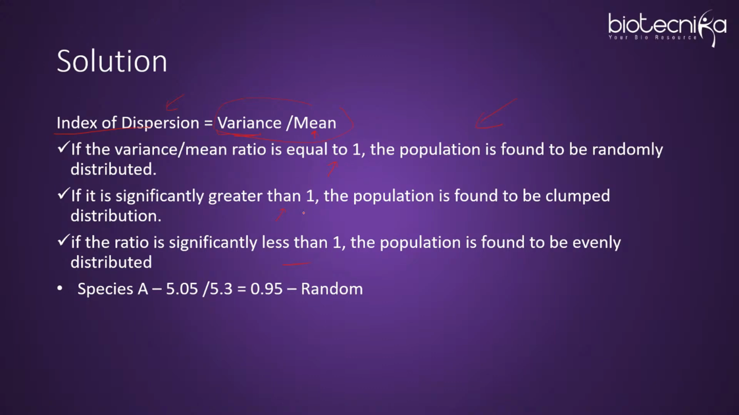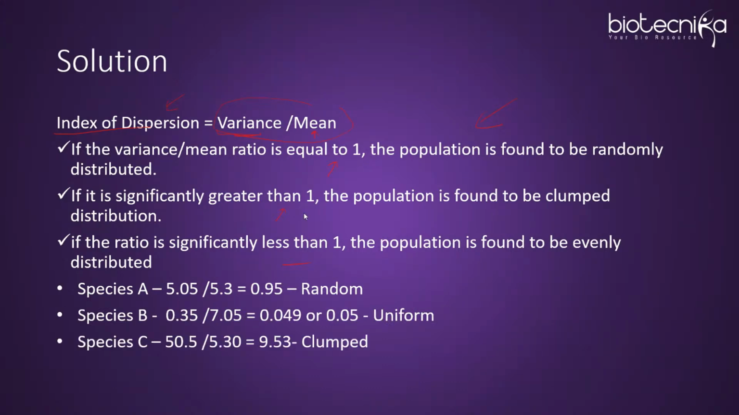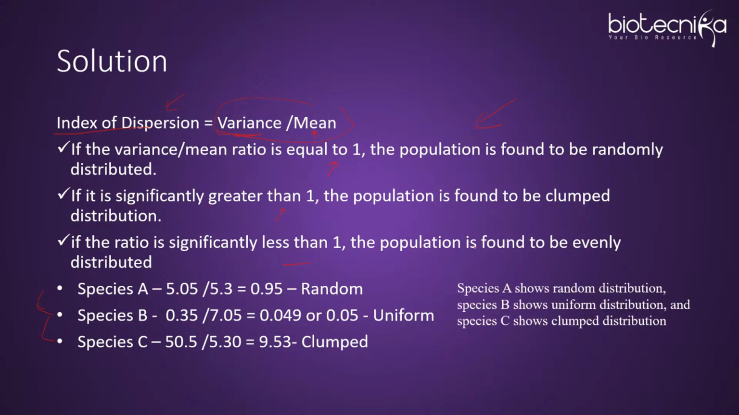And that is where we can solve for these three species given, based on the value of variance and mean. Our right option will be the one which states that species A shows random distribution, B shows uniform, and C shows clumped.